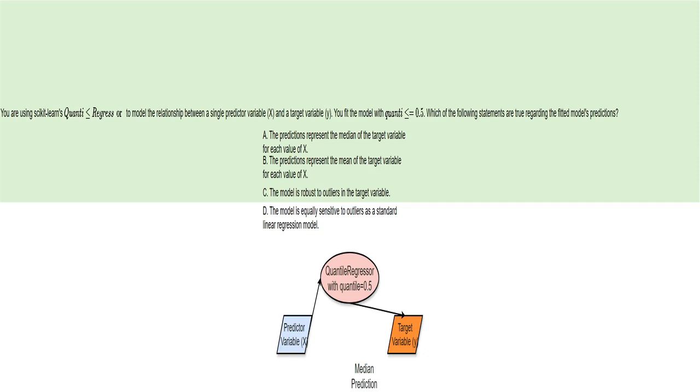I'm using scikit-learn's QuantileRegressor to create a model that predicts a target variable, y, based on a predictor variable, x. I set the QuantileRegressor parameter to 0.5, and now I want to understand what that means for the model's predictions. The question asks which statements accurately describe the model's predictions.